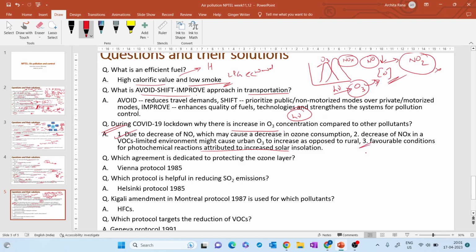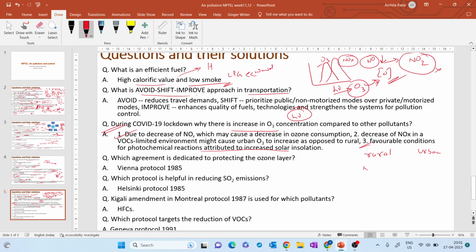Now the second reason actually depends on the location. If you measure in rural and urban locations, the concentration of ozone changes, and for NOx also. The reason is that there is something called VOC-limited and NOx-limited regimes.